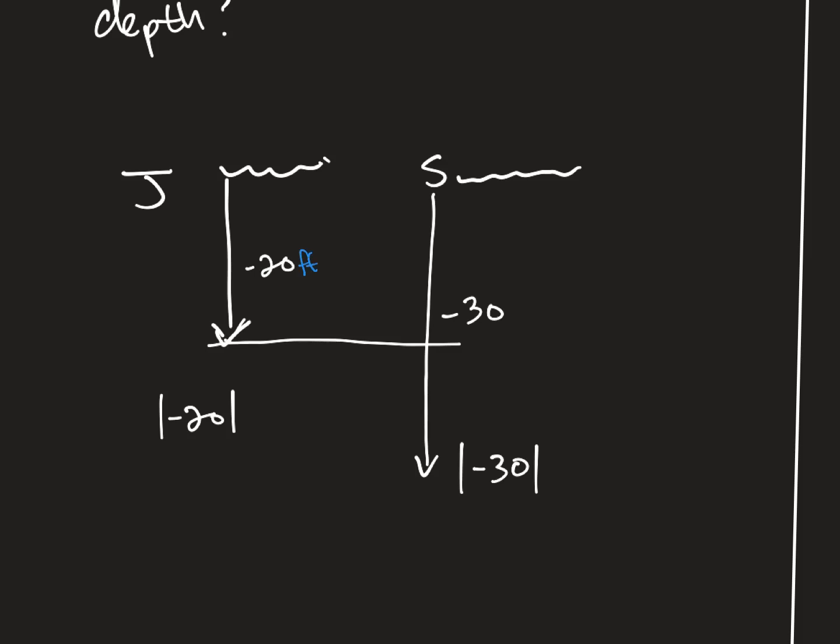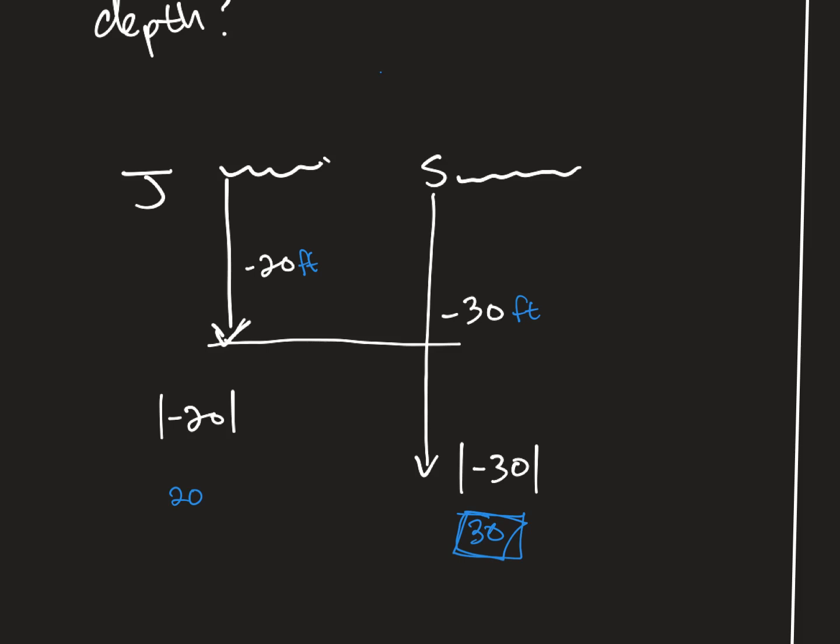And Sam dove 30 feet below. So now we're trying to figure out who dove farther. Well, the absolute value of negative 20 is going to be 20. And the absolute value of negative 30 is 30. So who dove deeper would be Sam. And so that is how we can compare this.